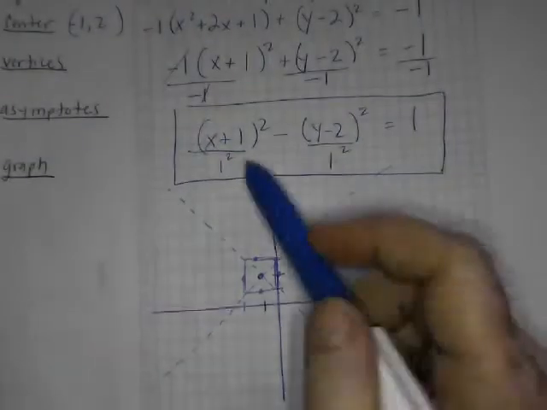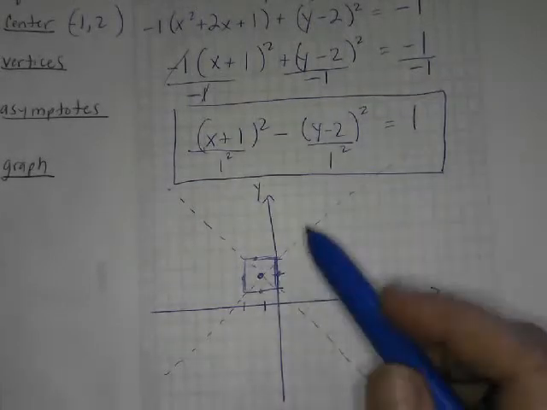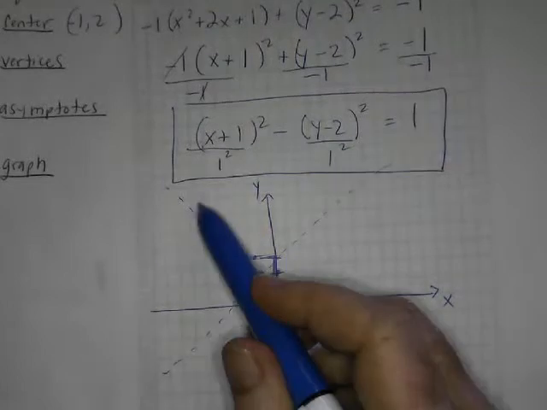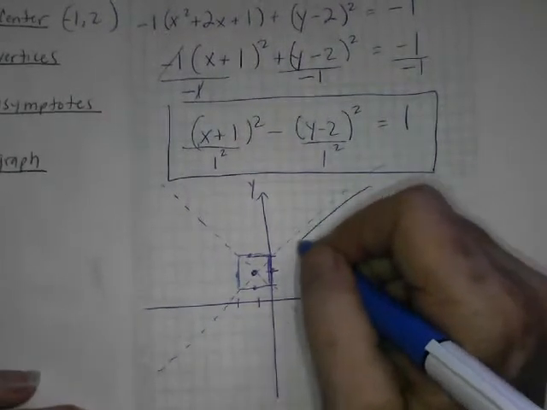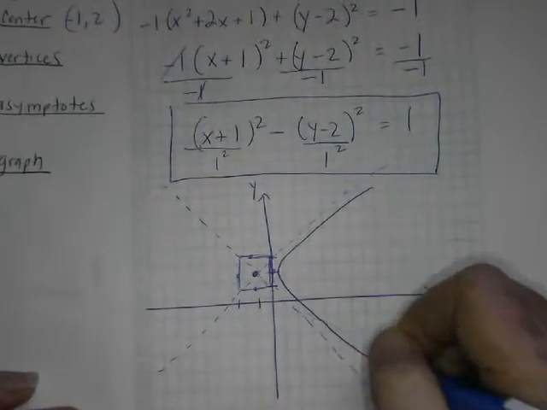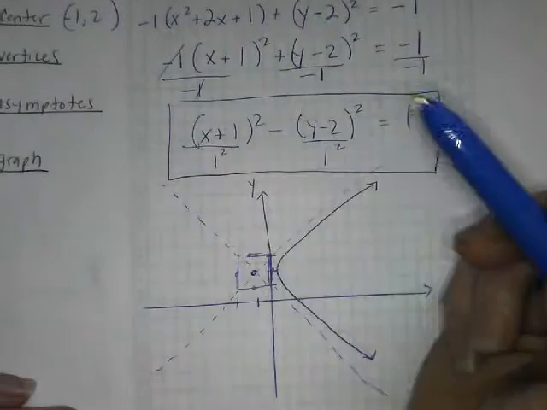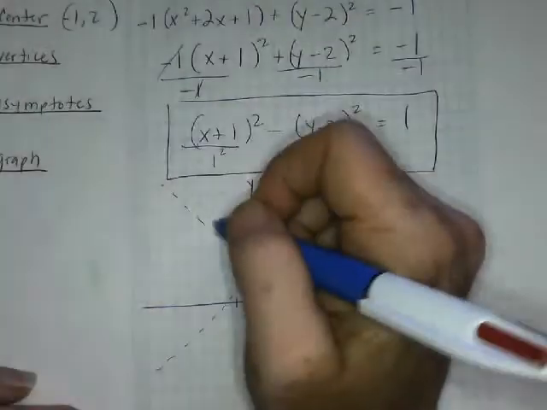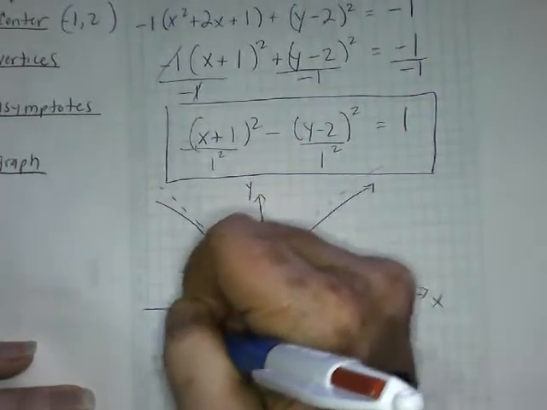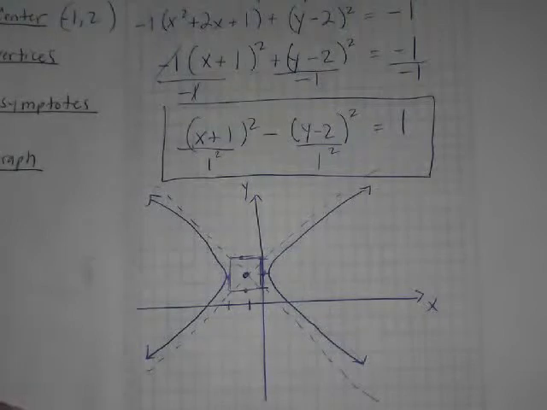Okay, and so the positive one, the one that's not behind a minus sign, is the x. So that means my graph is going to go out to the sides like this. If the y would have been out here and the x over here, it would have gone up and down. Okay, there's my graph. So that's good.